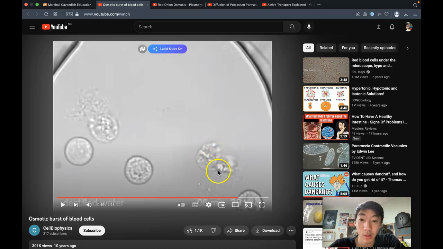Therefore, the white blood cell will increase in size and lyse. Okay, so let's say that all together in one shot. There's a higher water potential in the solution as compared to the lower water potential in the white blood cell. Therefore, there is a net movement of water molecules through the partially permeable membrane and into the white blood cell by the process of osmosis. And this increases the size of the white blood cell.